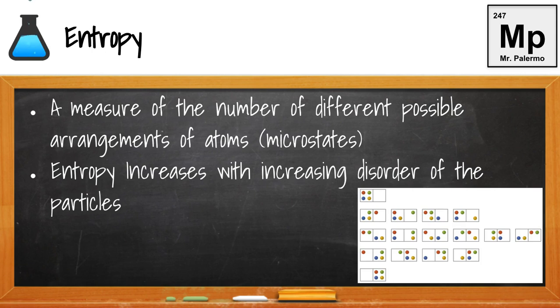The last thing I want to talk about is something called entropy. Entropy is a measure of the number of different possible arrangements of atoms. We call these things microstates. How many different ways can I arrange something? And so entropy is going to increase with increasing disorder of particles. The more particles I have, or the more places they can be, the more different arrangements I have, and therefore the increase in entropy. For example, if I have 4 different particles, how many different ways can I arrange them?